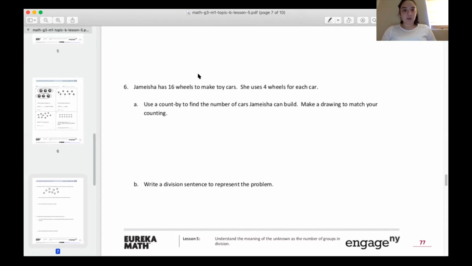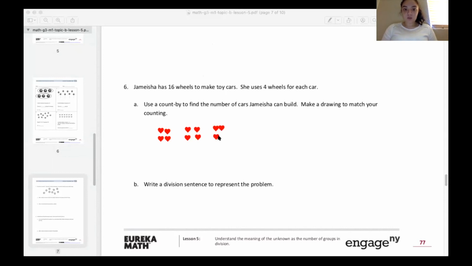So I'm going to use a stamper. I'm going to use hearts this time. So we're going to skip count pretty much. That's what it's asking us to do, is to skip count. So we have 4. The first car needs 4, so there's 4. Second car needs 4, 8, 12, and 16. So we have 4 equal groups of 4 to give us a total of 16.